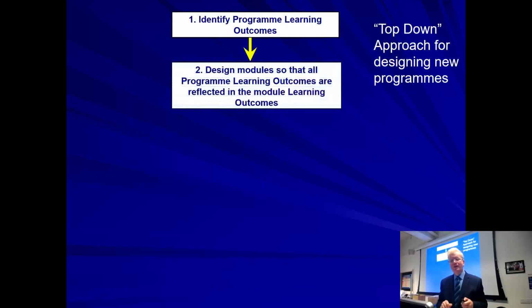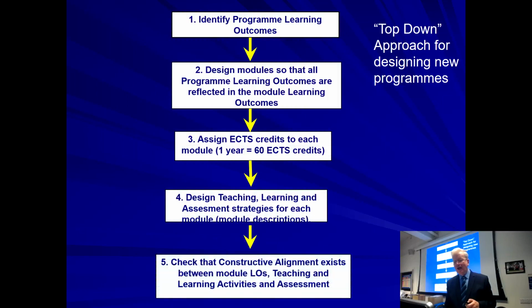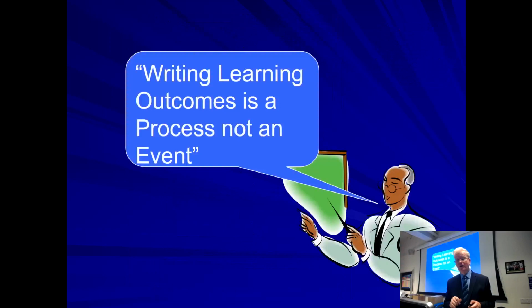So you might remember in my previous talk, I spoke about this area of constructive alignment. And now we can see where we're going towards. So after identifying the program learning outcomes, designing the modules, assigning the credits, and designing teaching and learning, we need to check that this constructive alignment exists. And the 3-column table is a very effective way. And if it doesn't, we just go back and make changes, either in the program learning outcomes or in the number of modules or the number of ECTS credits, or usually what we have to change are the module learning outcomes.